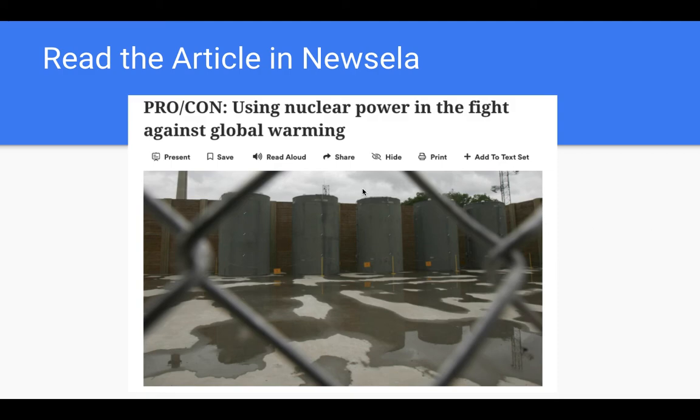Now remember, you can change the text level. You can have it read aloud. You can make it easier to read or harder to read depending on what level you want to read it at. And when you're done, I'm going to have you do some work with the slideshow.